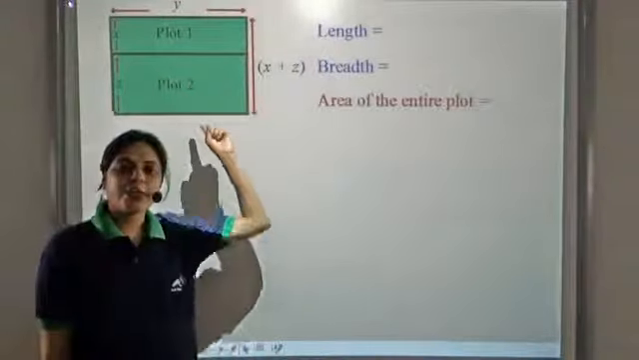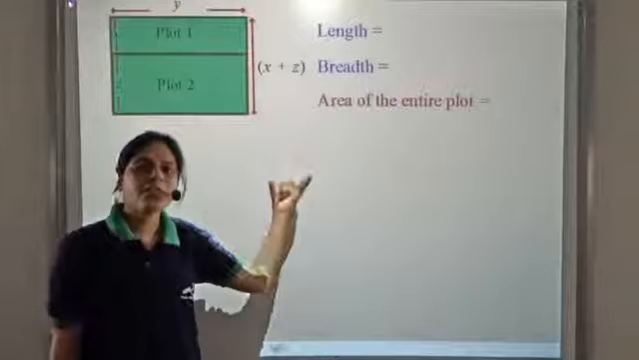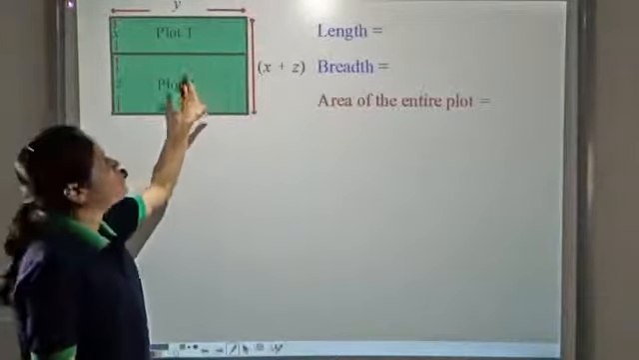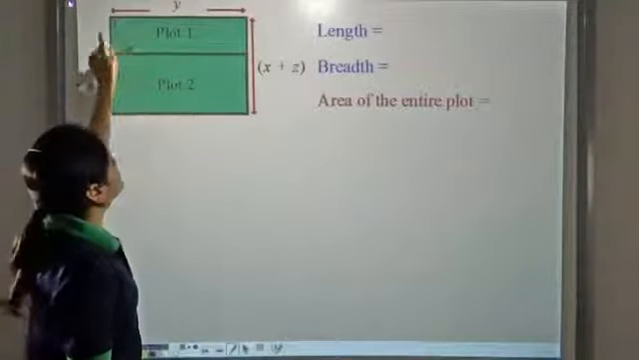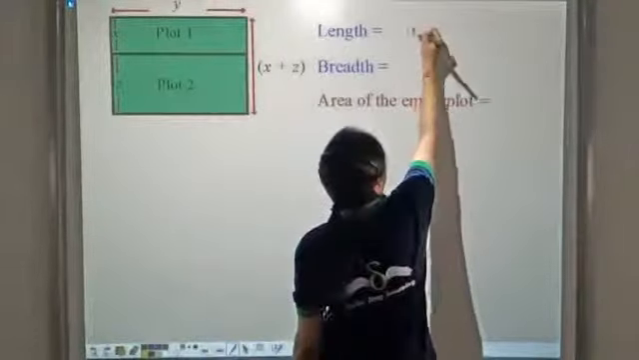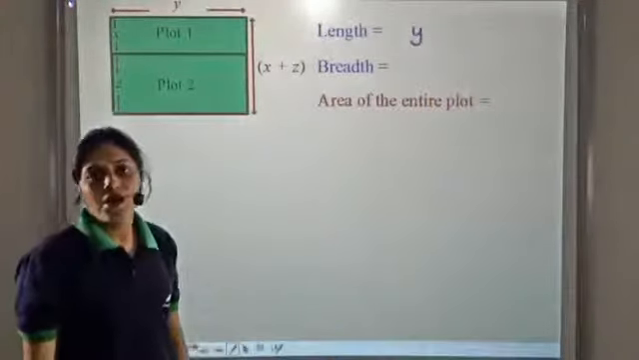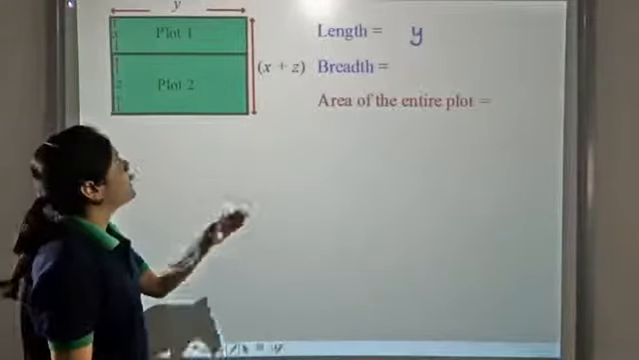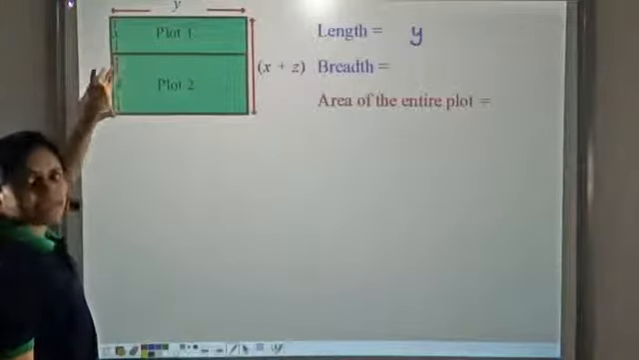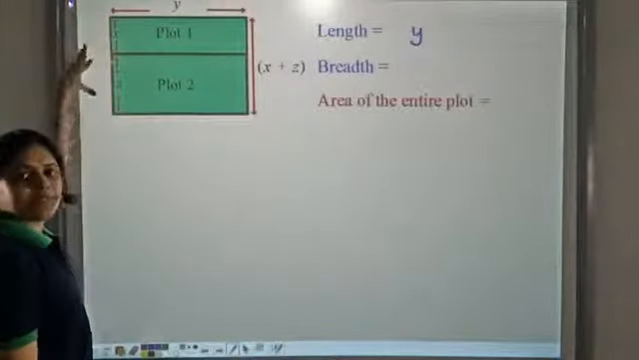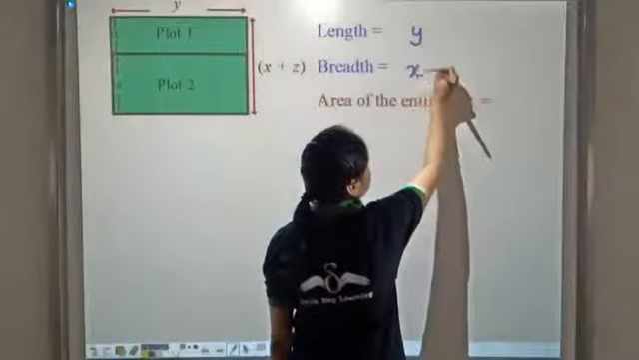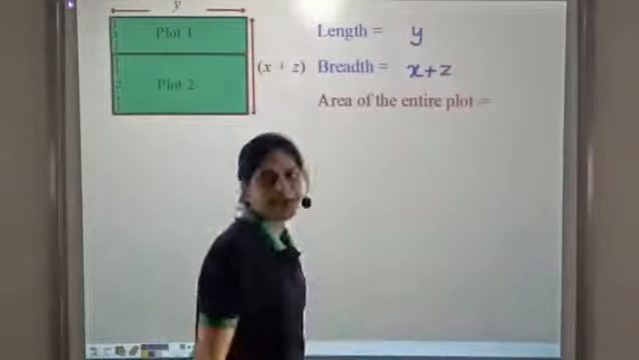This is a rectangular plot of land. It is made up of two plots of land, plot 1 and plot 2. So what is the length of this plot? The length of this plot is y units. What is the breadth of this plot? The breadth of this plot is the breadth of this plus the breadth of this, which is x units plus z units. So the breadth of this plot is x plus z.